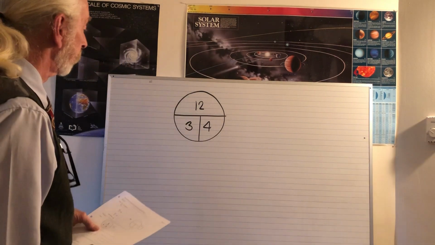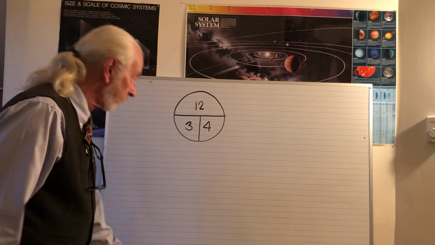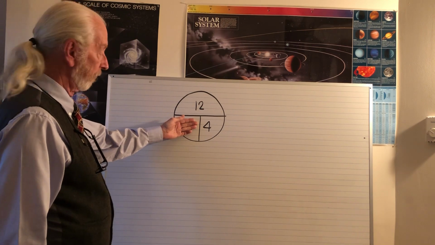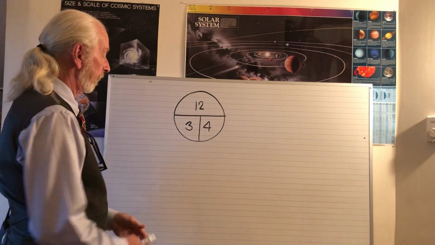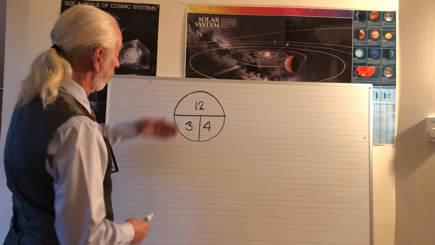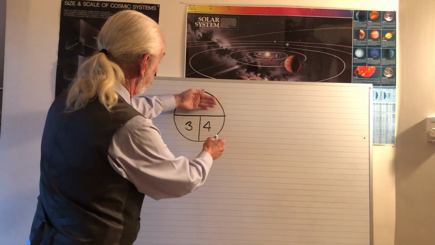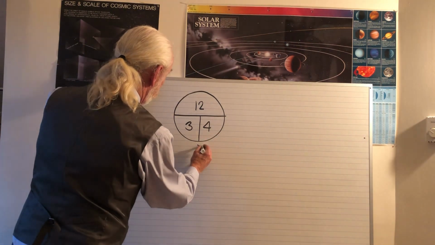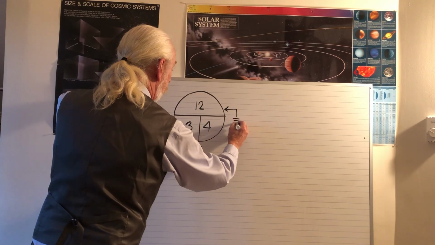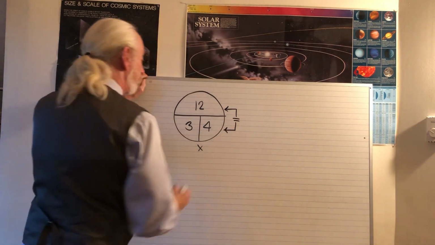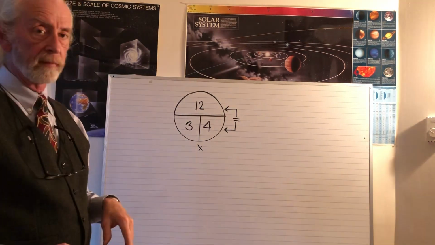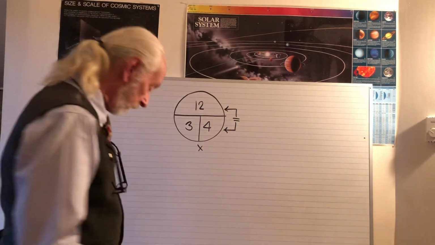So here it is. 12 over 4 is 3. 12 over 3 is 4. 3 times 4 is 12. This bottom row is multiplication, and whatever is on the top row is going to be equal to the bottom row multiplied. This is slick. This is going to make algebra a lot easier for you.